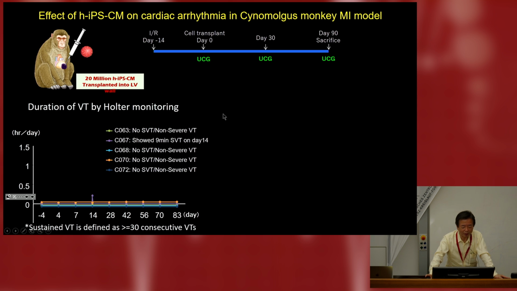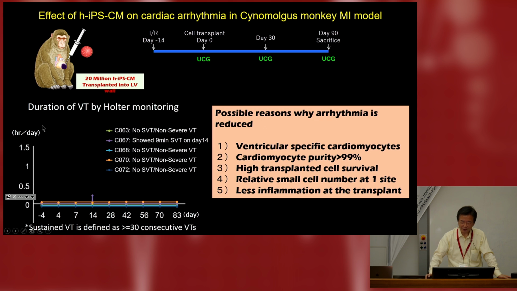This is the result of our transplantation. We transplanted human cardiomyocyte using a cardiosphere to the MI heart. And this is a result of arrhythmia. 4 among 5 monkeys had no significant arrhythmia. And only one monkey showed a 9 minute sustained VT. This is per day. So there is a big difference.